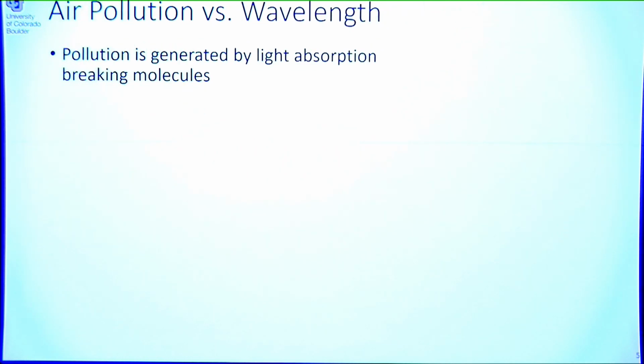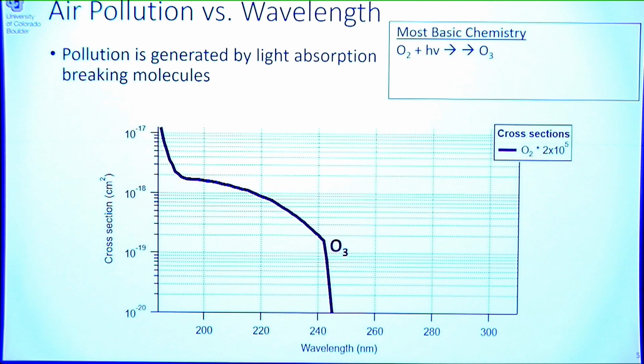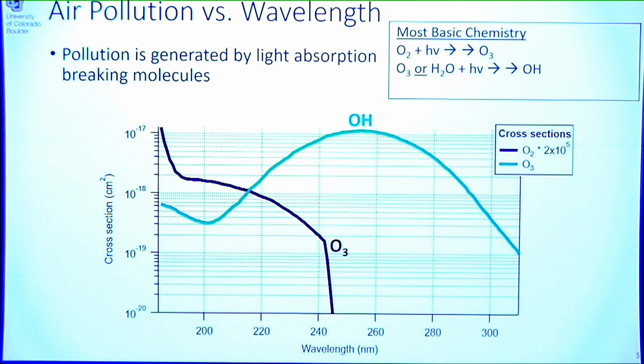Okay, so now air pollution versus wavelength. It's due to molecules absorbing light. This is ozone that starts absorbing at 245. It's multiplied by number, but it has a very strong dependence on this log scale. Now we have OH formed by ozone photolysis. So we break up ozone, and this maximizes at different wavelengths.